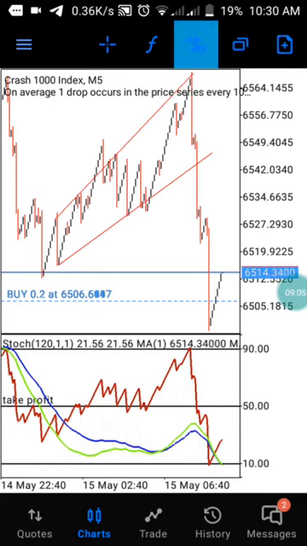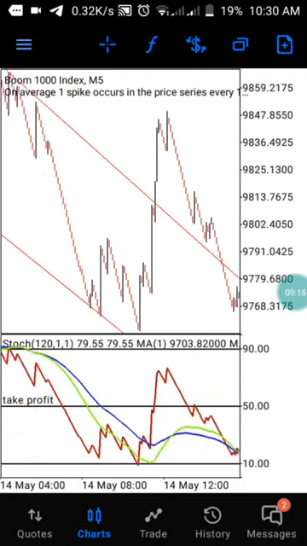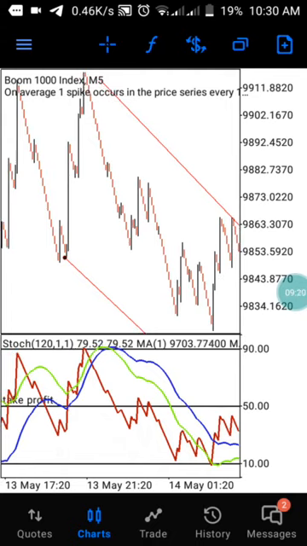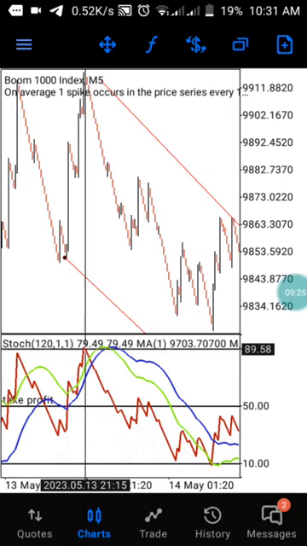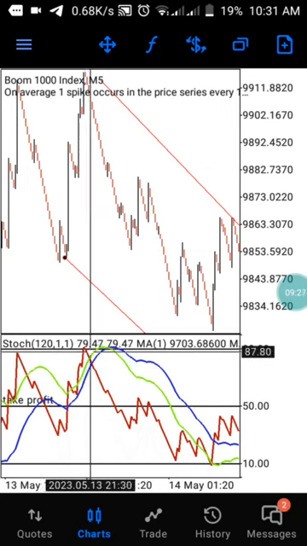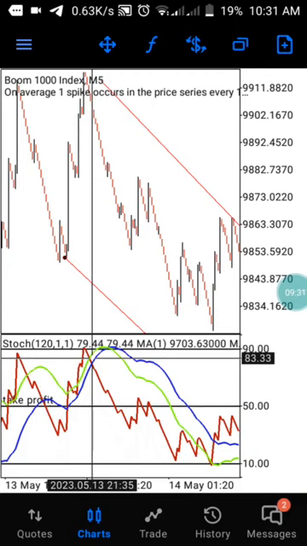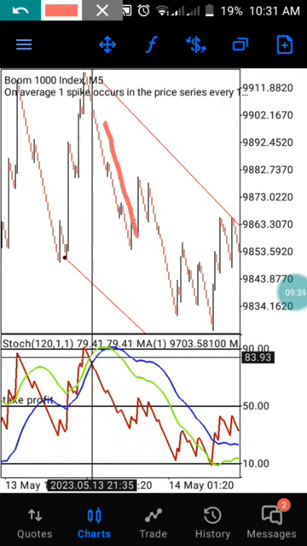The same thing also works on Boom 1000. The only thing you need to identify on Boom 1000 is your upper zone, which is the 90 level. So anytime you have your oscillator on the 90 level, and you have your two moving averages crossing the red 9, this is the right time for you to enter the market. So you have the ability to trade down the market in a very large way.